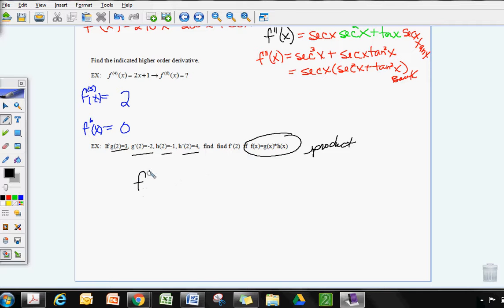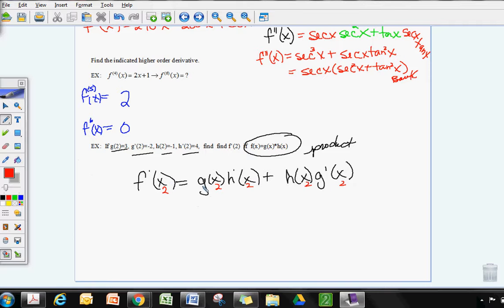My derivative would be the first times the derivative of the second, added on to the second, times the derivative of the first. Okay, so now it's just a matter of plugging in your numbers. This is a 2, this is a 2, this is a 2, this is a 2, this is a 2.